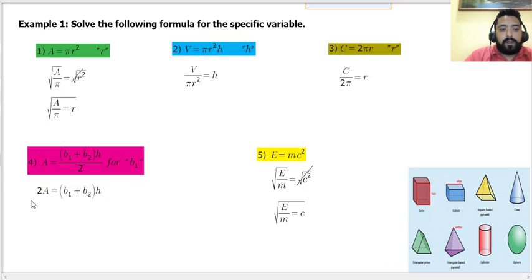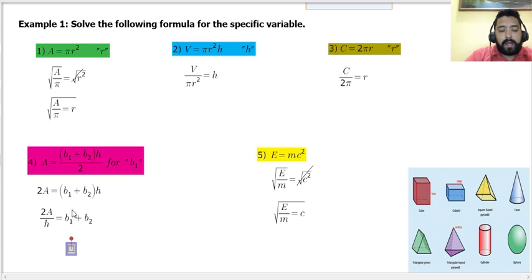So we are going to do this one, 2 times the area over h, or over the height. In this case, I'm going to erase this one. Twice the area over the height, because this is multiplying here, we are going to pass it to divide. Equal b1 plus b2, or base 1 plus base 2. And then you're going to try to isolate for b1.